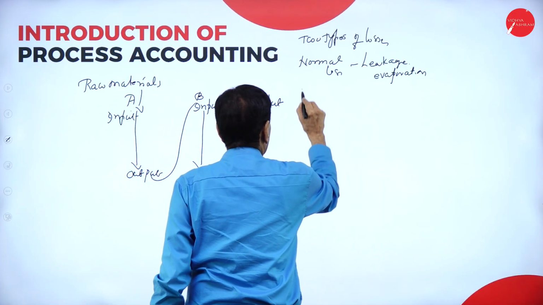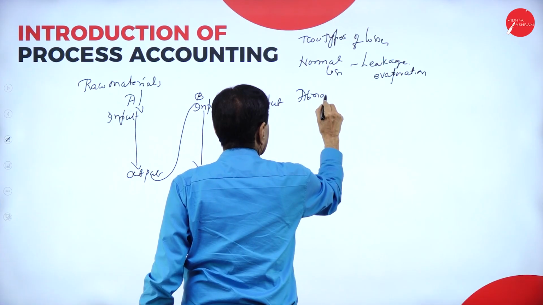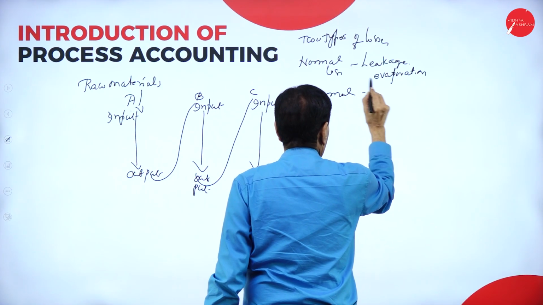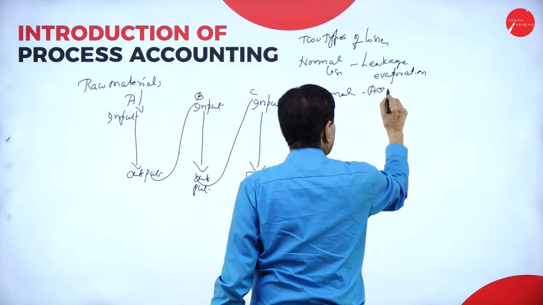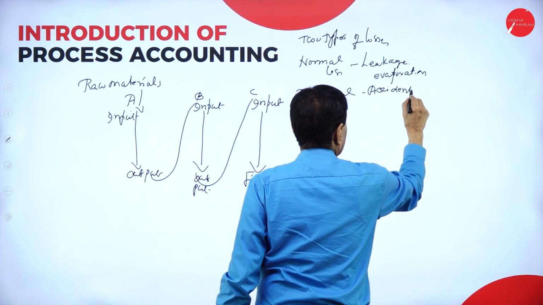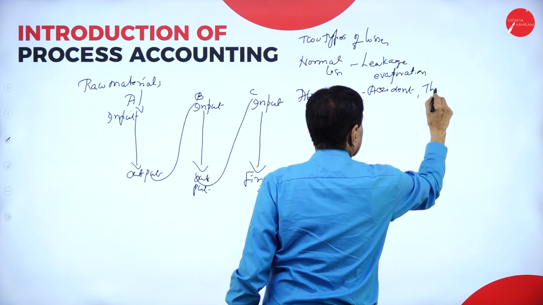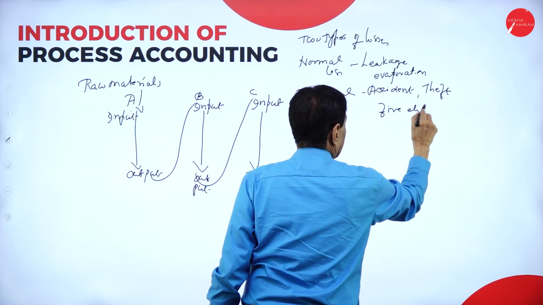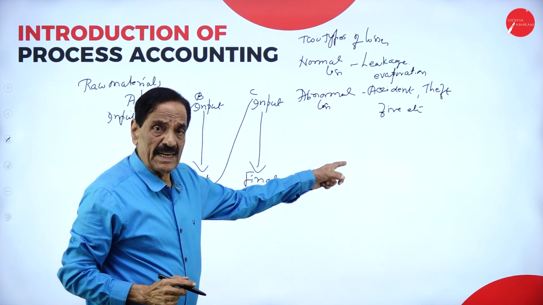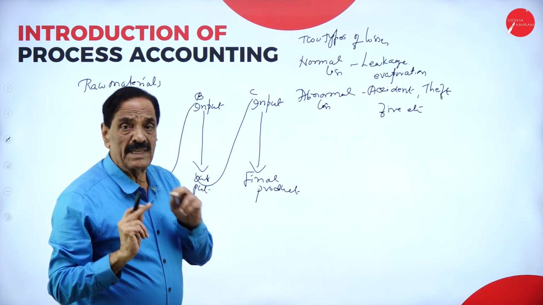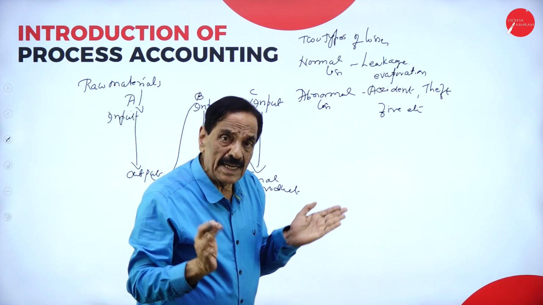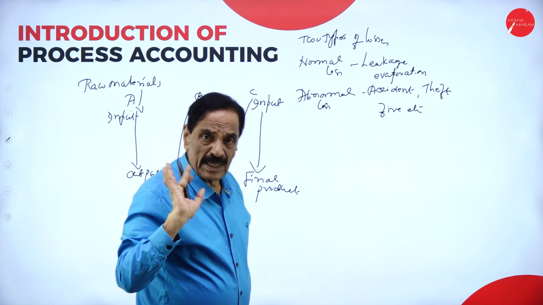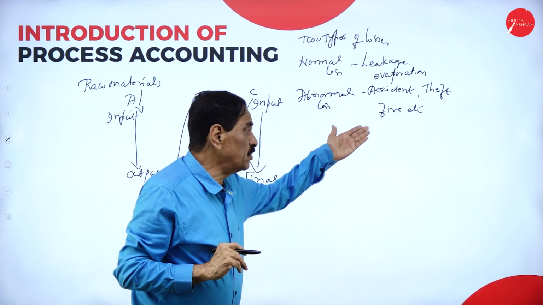Then there is abnormal loss. This can happen due to accident, theft, fire, etc. This can be calculated. Abnormal loss can be calculated, whereas normal loss cannot be calculated. Normal loss is a regular loss. Abnormal loss may happen due to accident, fire, theft, etc.